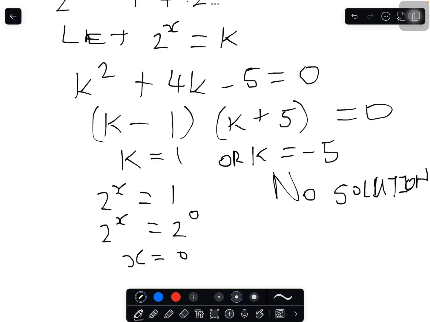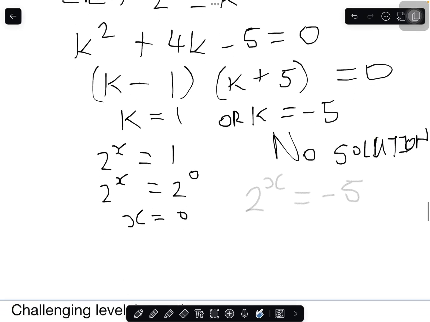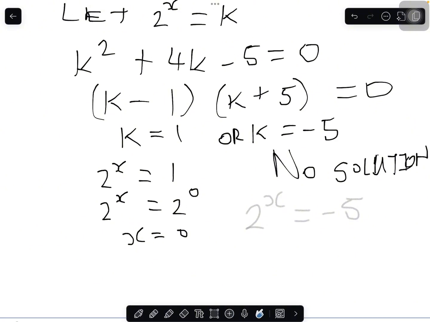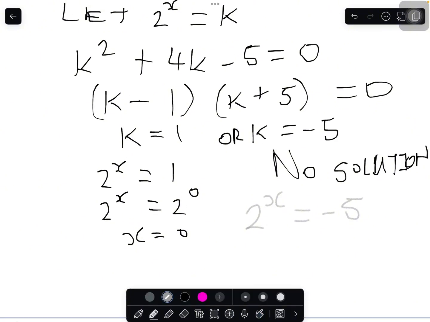Now you may be wondering, why is this no solution? Let's look at this for a second. If I have 2 to the power x equals negative 5, is there any number that I can put to this positive number as a power to get negative 5? No, there isn't. Because if I put 2 to a negative, let's say 1, it only becomes a fraction. It doesn't change it from a positive to a negative.